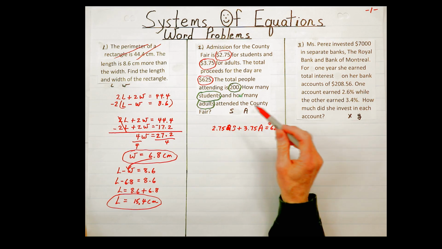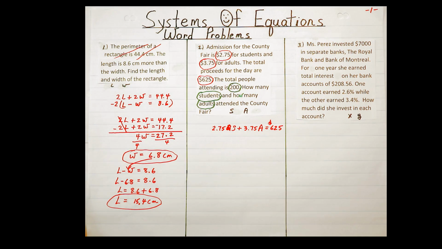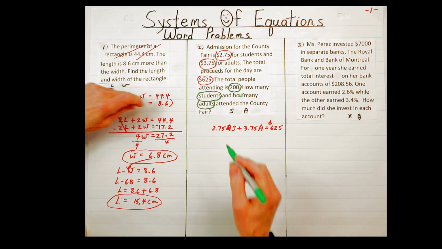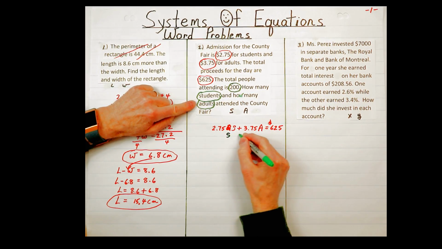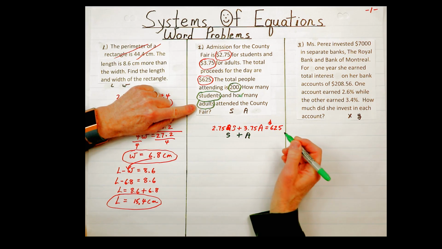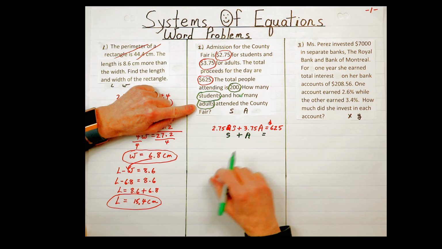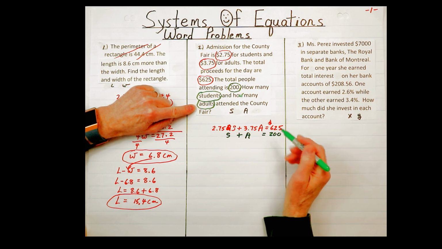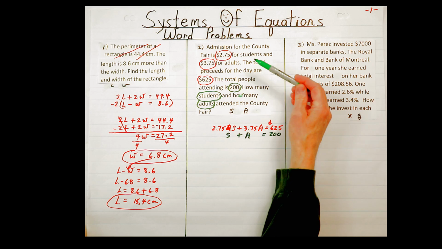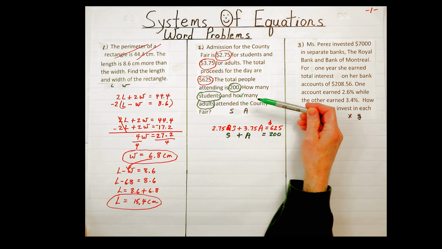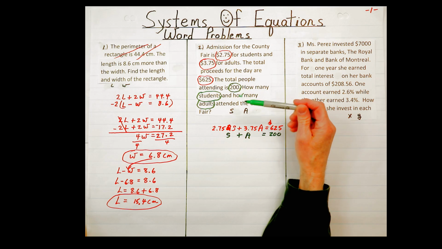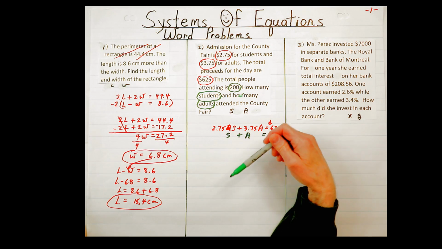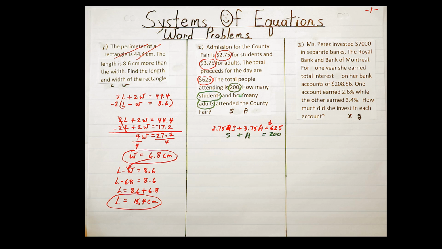The other total amount in the question, I'm going to write this in green just to be consistent here. The other total amount has to do with people. So students plus adults equals how many? 200. Now, this kind of question is going to be quite frequent in the questions you have to do. You have two totals. One is about money, and the other one is about something else. And you have to keep those totals straight.